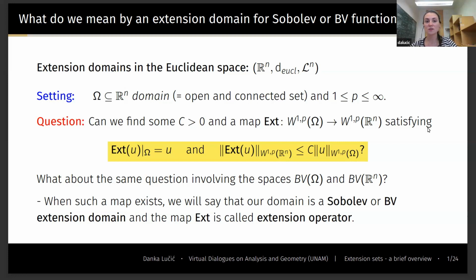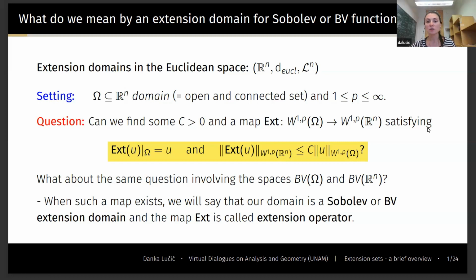Can we find some constant C and a map from the Sobolev space on the domain Ω to the Sobolev space over the whole R^n, which satisfies the following properties? The extension of every Sobolev function u on Ω, restricted to Ω itself, gives us our initial function u, and the Sobolev norm of our extended function on the whole space is controlled by this constant times the Sobolev norm over our domain.